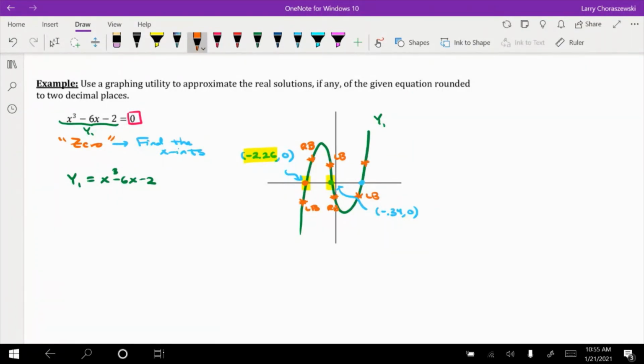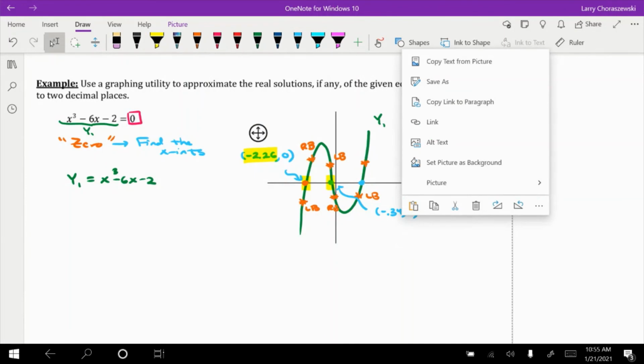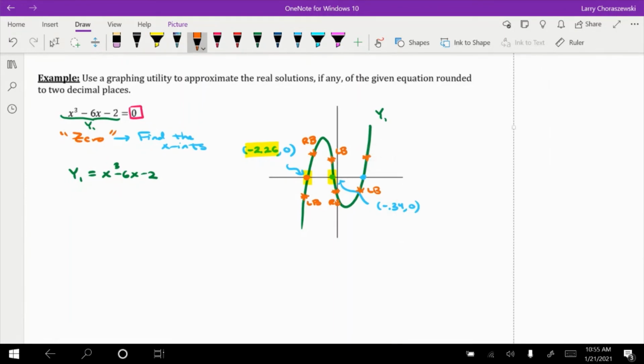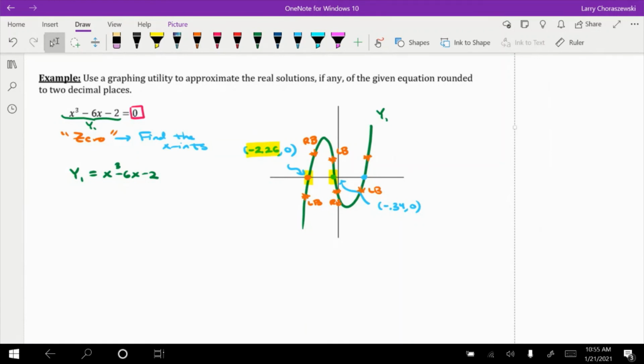Oh, my pen pooped out on me. Let's see if I can use my backup. Give me just 1 second.